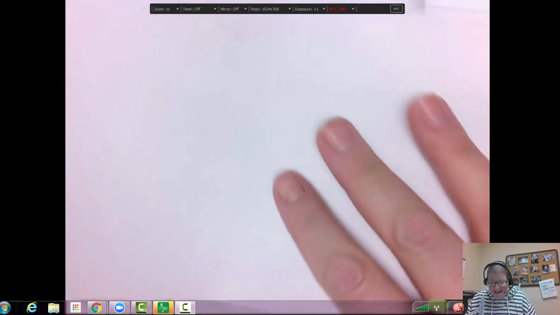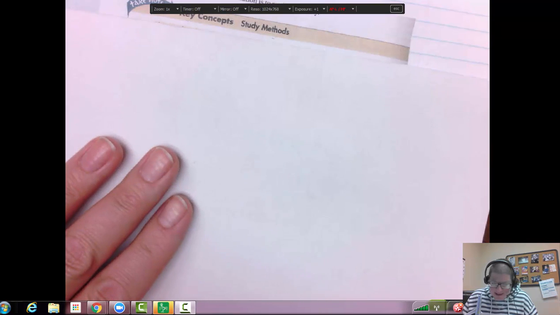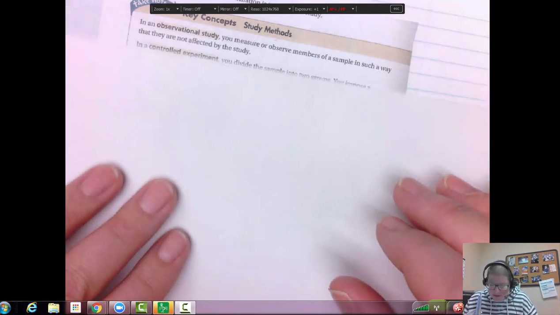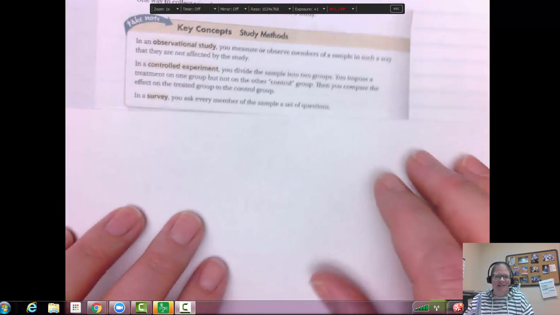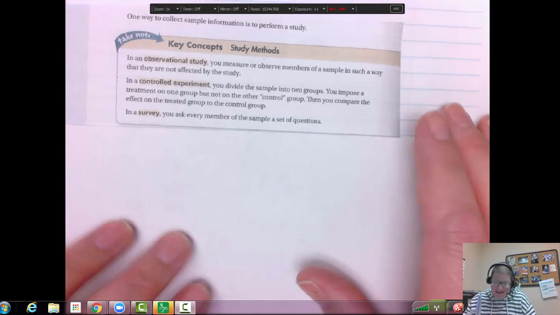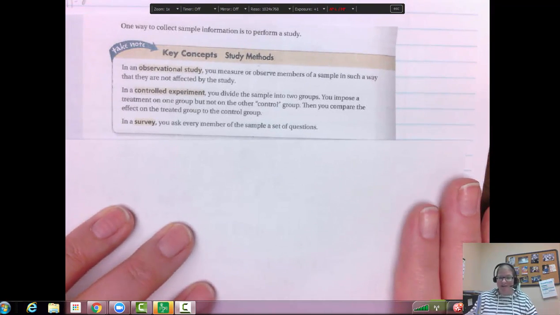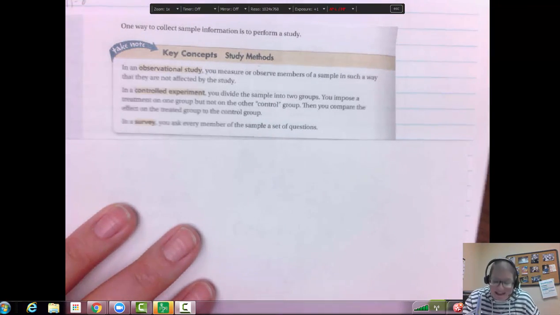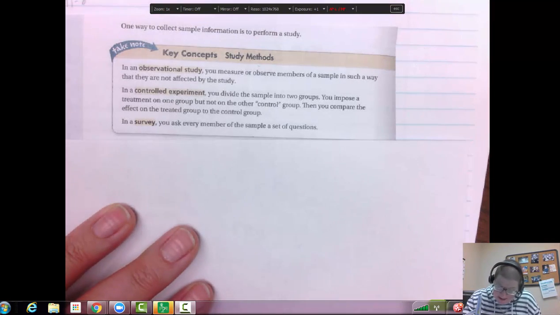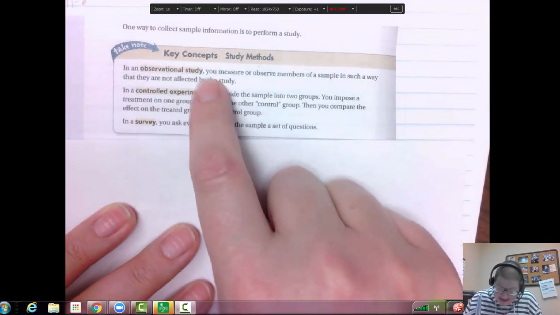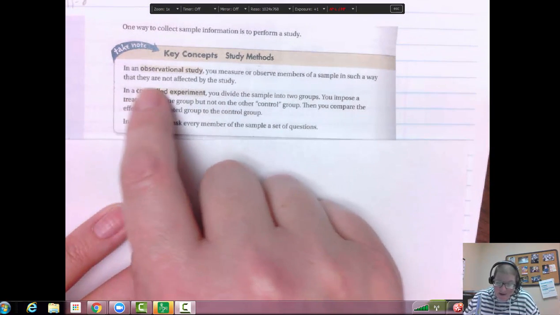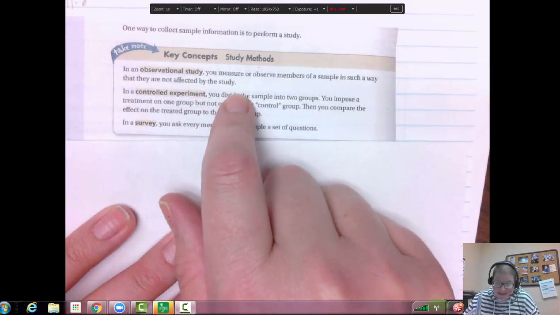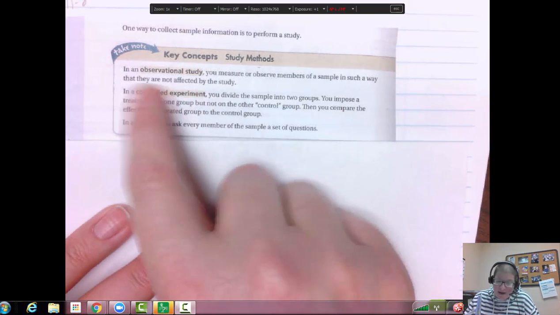What about study methods? These are ways to collect the sample. So let's look at this. Different types of study methods. The first one is an observational study. So studying is where you're looking at something, right? Studying, coming up with something. So in an observational study, you measure or observe members of a sample in a way that they are not affected by the study. Controlled, so observation.